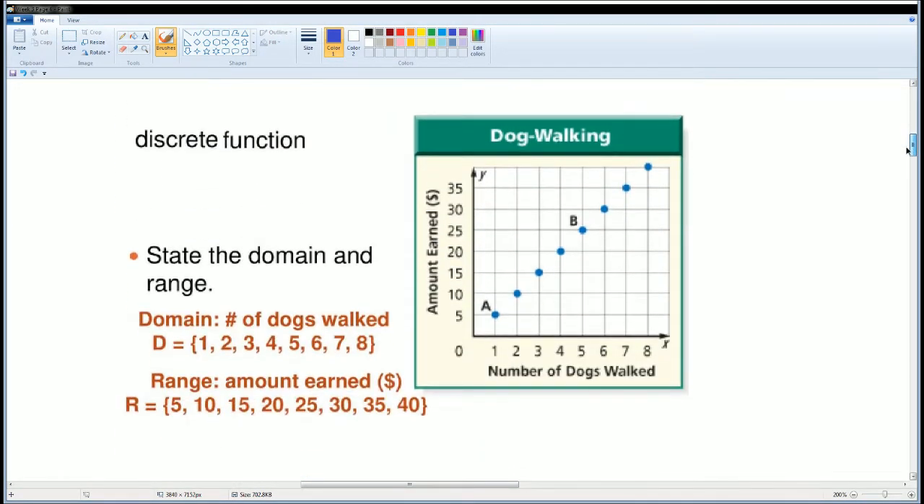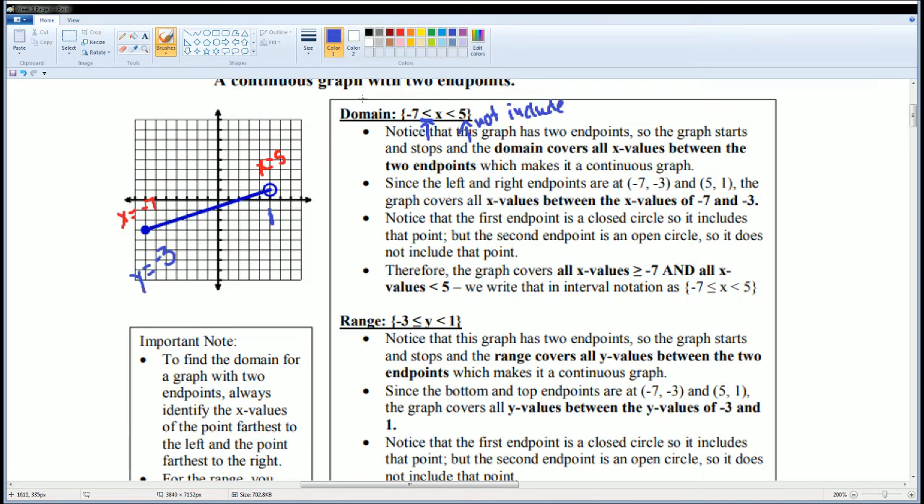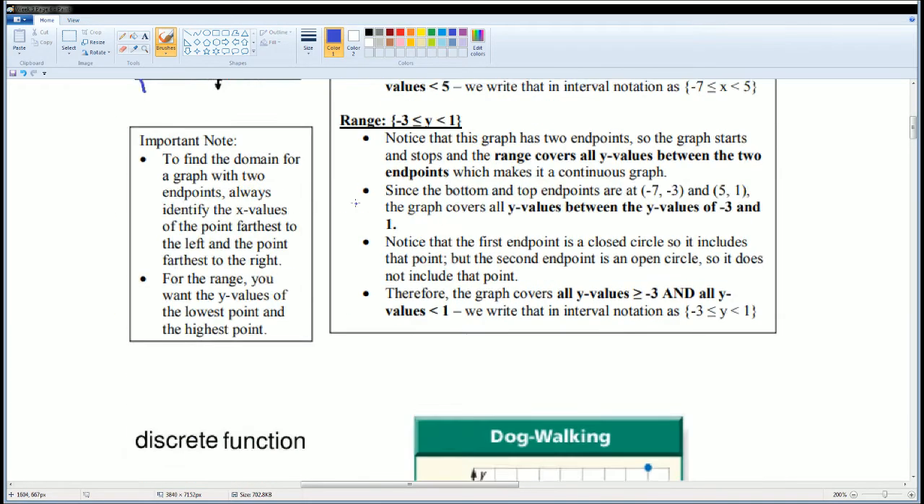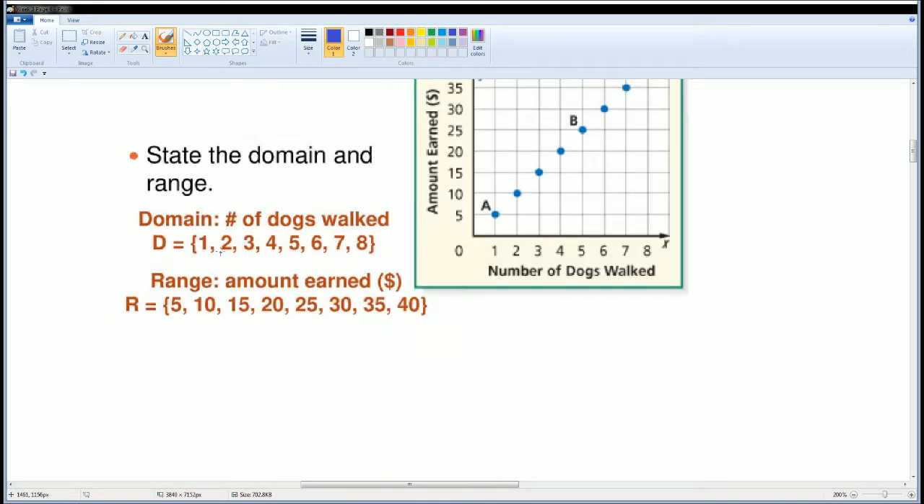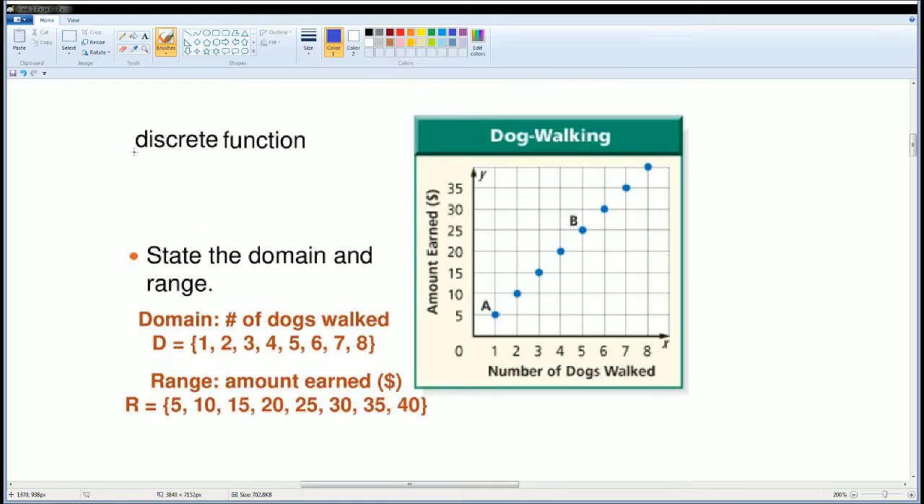Here's what a discrete looks like. Notice that the list is completely different. The continuous one is listed by using an interval, but here you actually have to list down its points because it is a discrete function. There's nothing in between here.